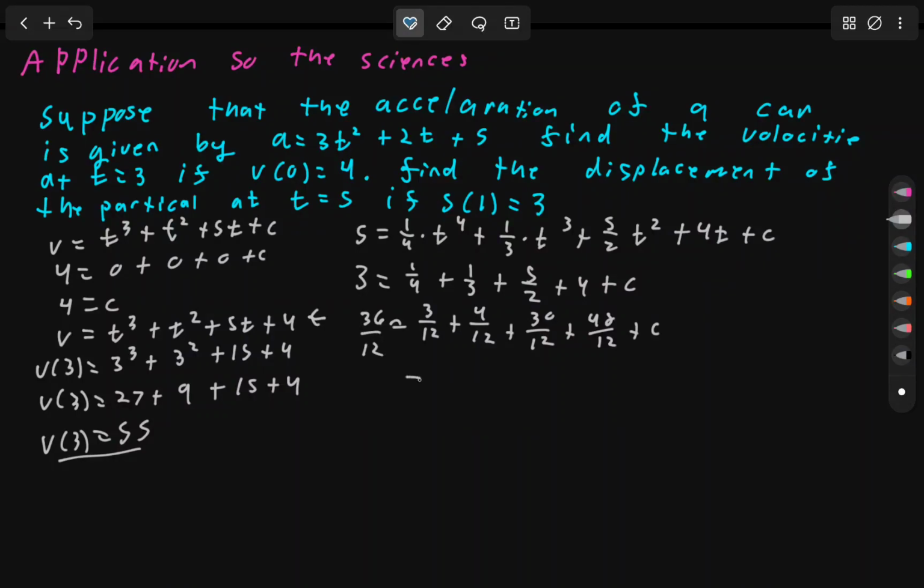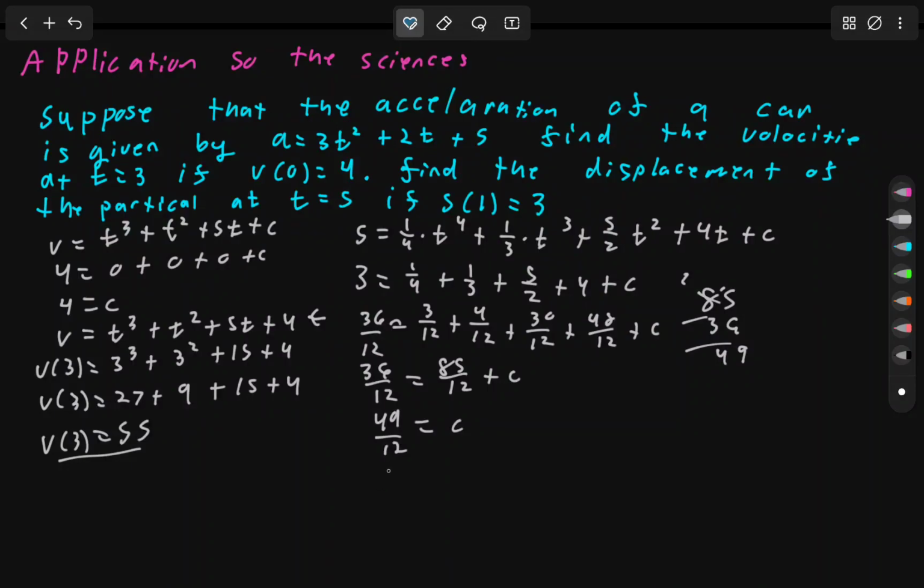All right. Now what we have to do is we just have to solve for c. So, well, let's sum up everything on this right side. So 3 plus 4, that's 7. Plus 30, that is 37. Plus 48, that would be 85/12. All right, plus c, and that's equal to 36/12. Now, all we have to do is subtract the 85. So 36 minus 85, we get negative 49/12. Negative 49/12 is equal to c.